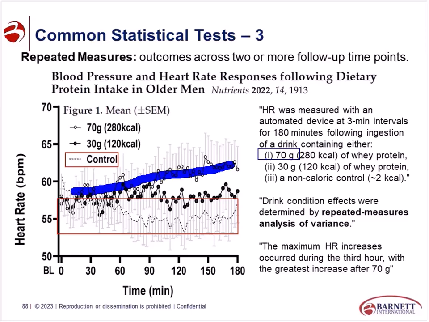We measure the individuals over time. This is a graphical display of what happens to the heart rate. Each of those dots is their heart rate at a 3-minute measurement, and we use repeated measures to display these data and analyze them to show that there's actually a dose-response relationship between the amount of protein you have and your heart rate.